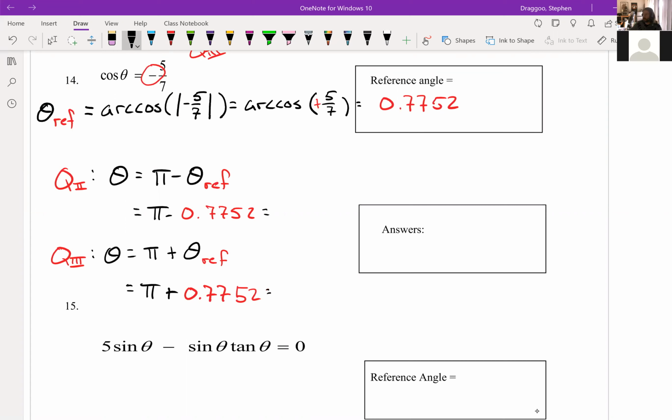So throw each of those things into a calculator and we'll see what we get. Pi minus 0.7752 is 2.3664. And if I just change that to be pi plus 0.7752, 3.9168. So those are the answers I put in the box: 2.3664 and 3.9168.